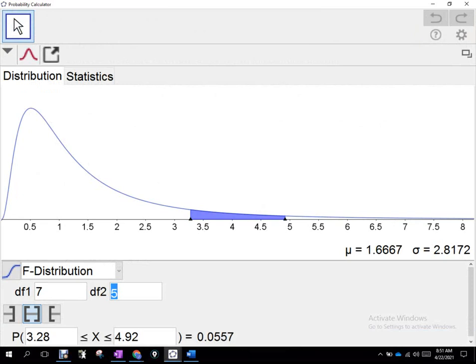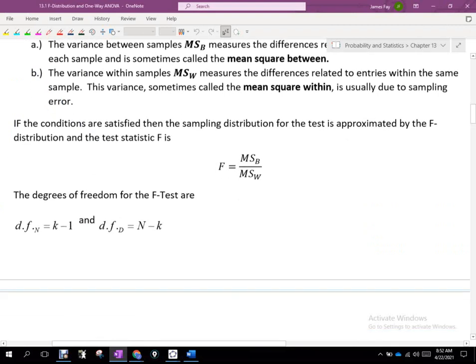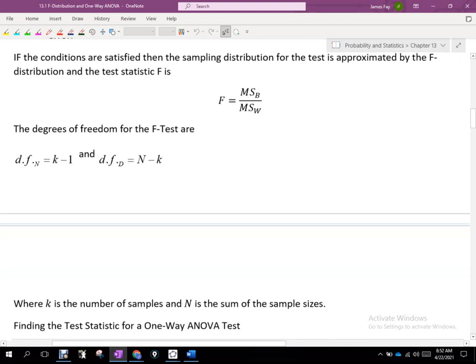The F distribution is a lot like the T distribution in regards to the fact that it's a family of curves. Now it's a skewed distribution, but because it's a family of curves, we're going to have degrees of freedom again. Okay, and we'll talk about these as we move on. But it says degrees of freedom sub n is equal to k minus 1. And degrees of freedom sub d is equal to n minus k.